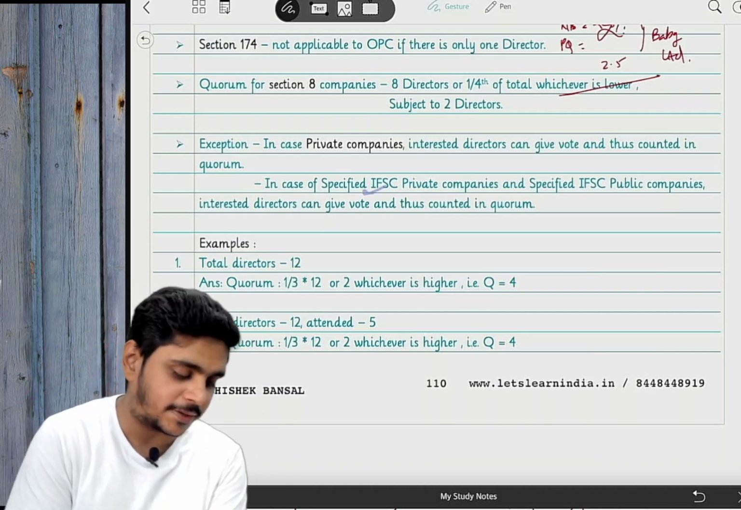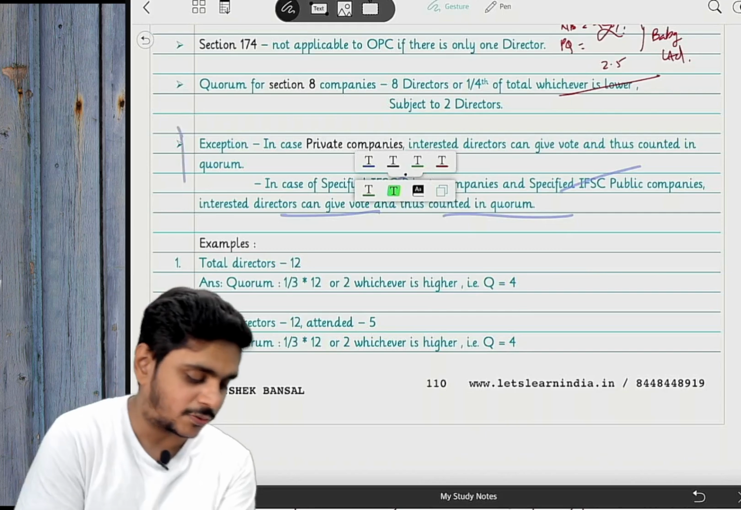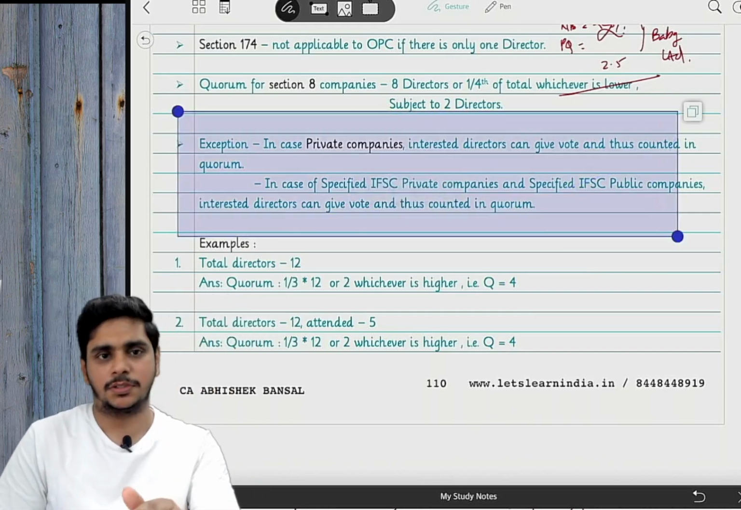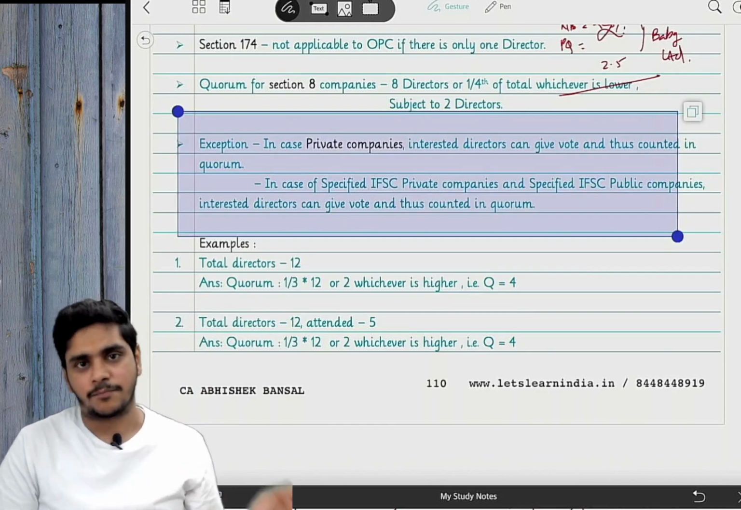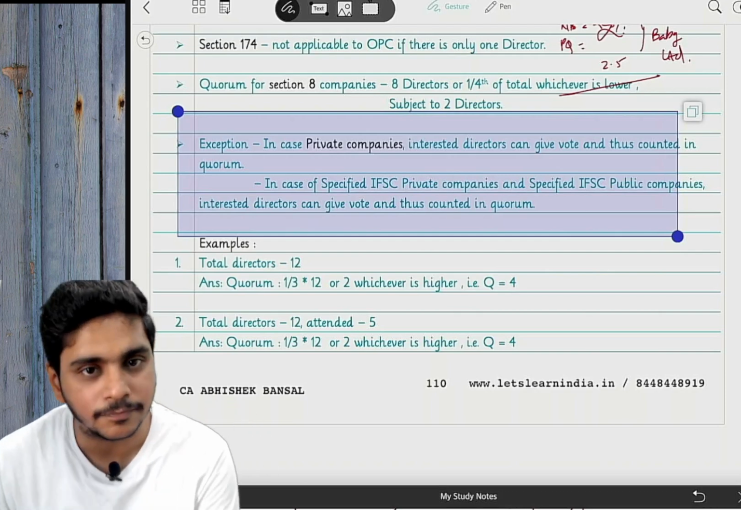In the same way, in an IFSC public and private company, directors can vote and are thus counted in quorum. So these are the two exceptions for interested directors. Generally an interested director cannot vote and is therefore not counted for quorum, but in a private company they can vote and can therefore be counted for quorum also.